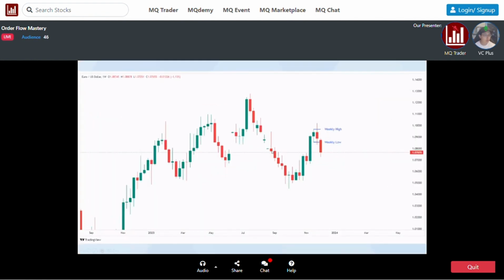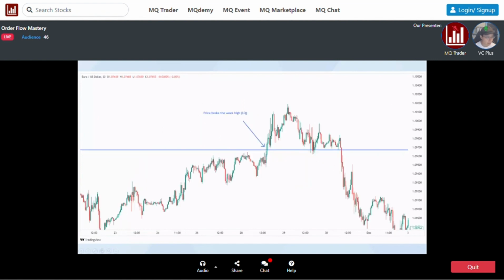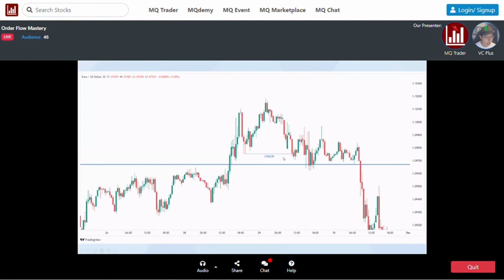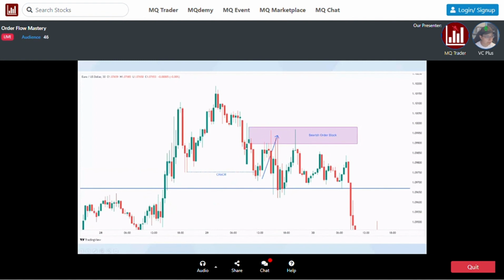So very quickly, let me show you some examples here on the screenshot perspective. Weekly high, weekly low, you can see that. We got the break above that weekly high, so that's what we call a liquidity sweep. We look for the change of character, and then we look for the order block.